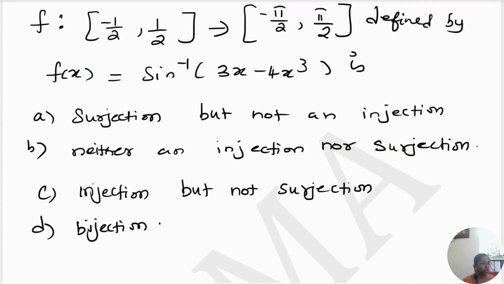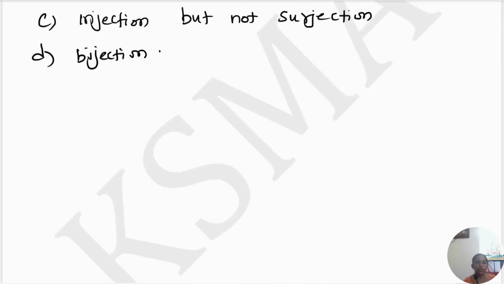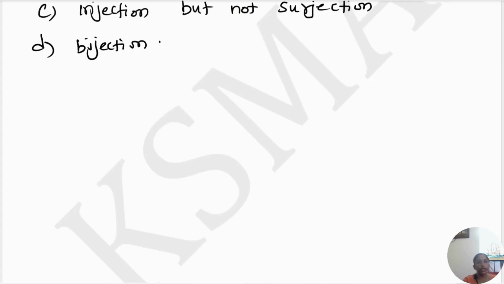Now in this question, the function is given with the input side 1 by 2 comma minus 1 by 2 comma plus 1 by 2, and the output side is minus 5 by 2 to plus 5 by 2. Defined by the function sine inverse of 3x minus 4x cube. So you have to check for the condition options. So now you have to consider your f of x is sine inverse of 3x minus 4x cube. This is our given data.